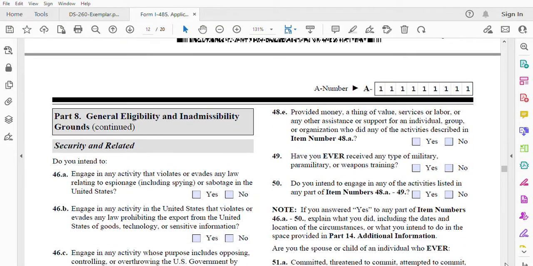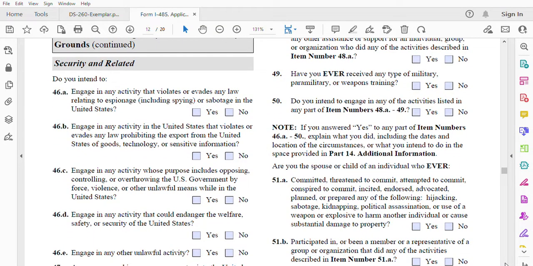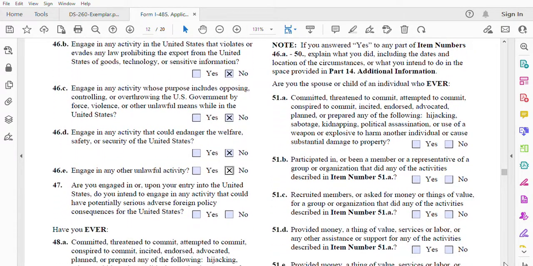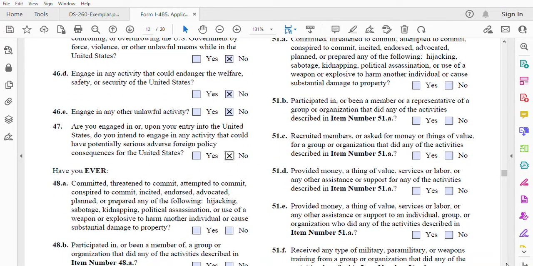Now we're going to part 8. We're still talking about part 8, security and related. Do you intend to engage in any activity that violates any law relating to espionage, including spying or sabotage in the United States? No. Please read them carefully and answer yes or no. No, no. Engage in any other unlawful activity? No, no. Have you ever? And you're going to read them. 48.